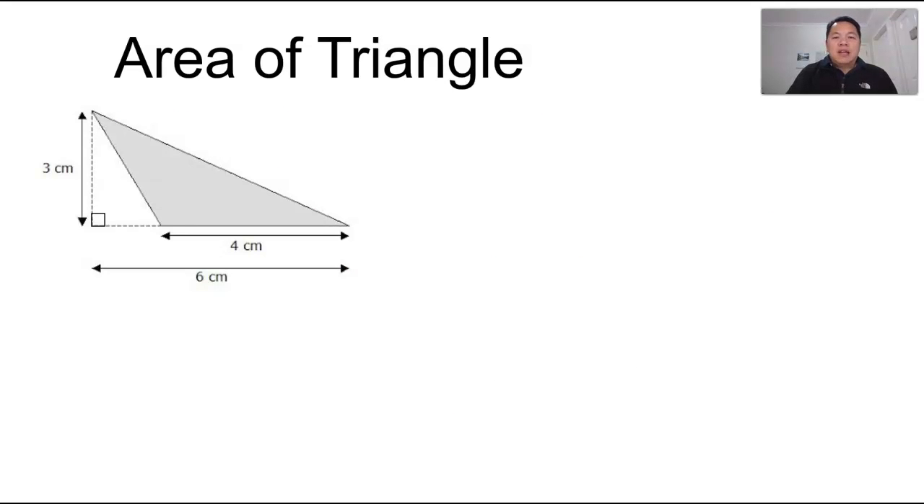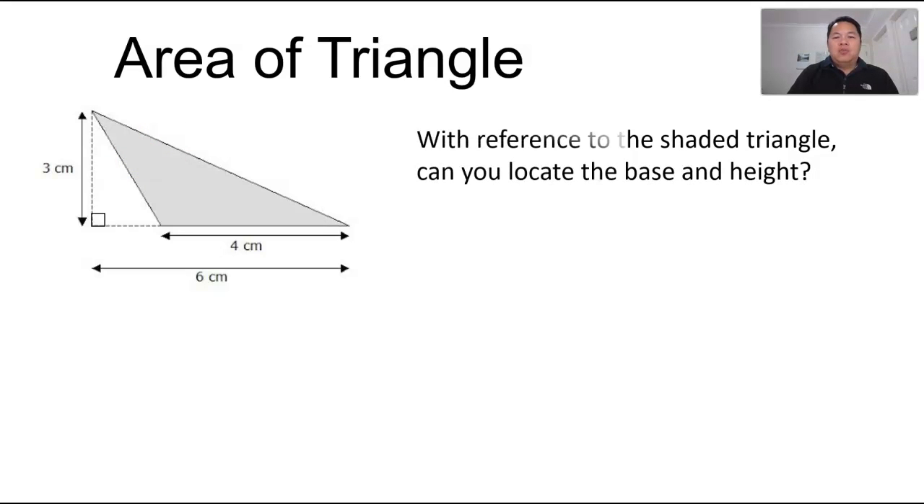So this is slightly more challenging. With reference to the shaded triangle, bear in mind we are not looking at the big triangle, we are looking at the shaded triangle. So we need this part here. Are you able to locate the base and the height? We could actually see a 90-degree sign here, but unfortunately, we are not looking at the big triangle. We are looking at the shaded triangle.